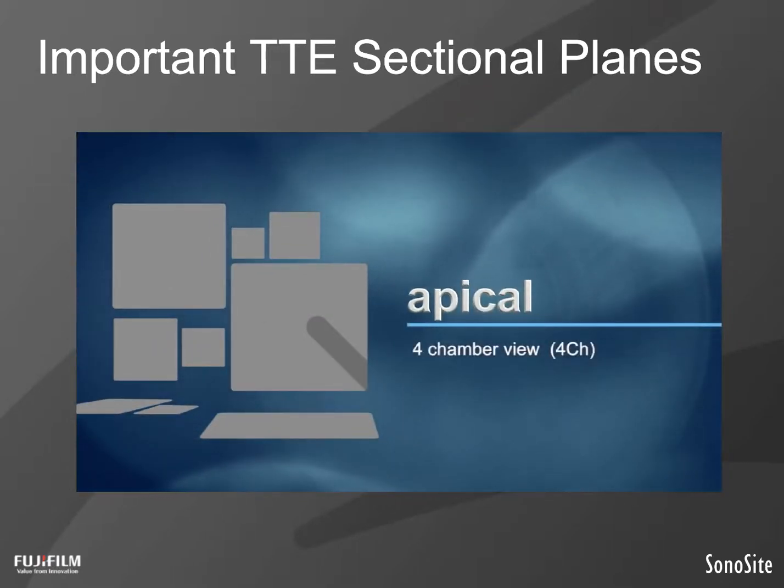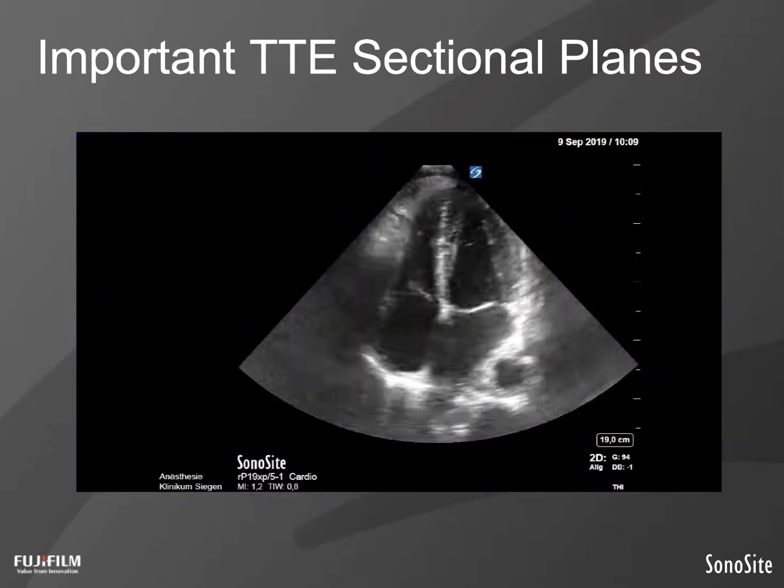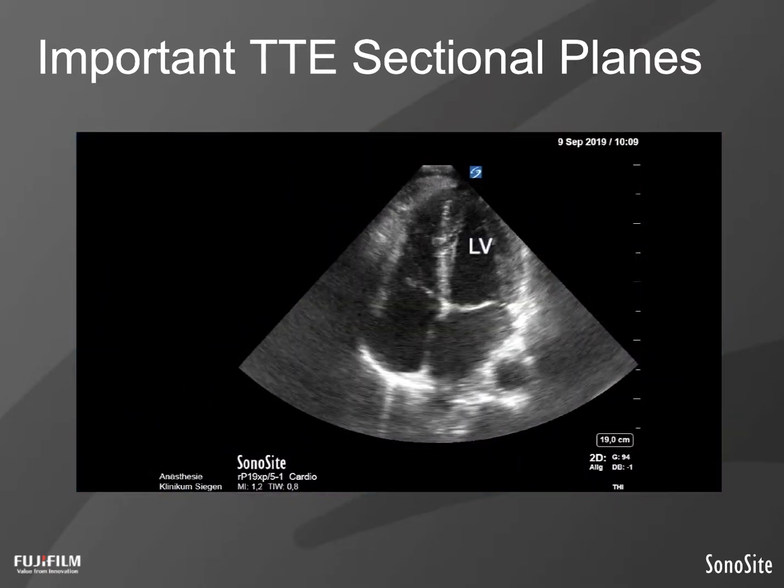In the apical position, the marker is heading towards the patient's left shoulder. Then you can see the left ventricle, the right ventricle, right atrium, left atrium, and the tricuspidal and mitral valve.